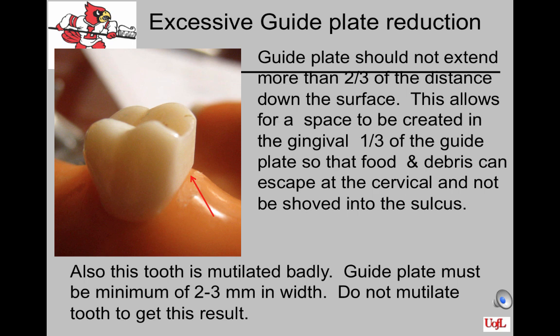This is an example of an excessively reduced guide plane. The guide plane should not extend more than 2/3 of the distance down the proximal surface. This allows for a space to be created in the gingival 1/3 of the guide plate so that food and debris can escape at the cervical and not be shoved into the sulcus.